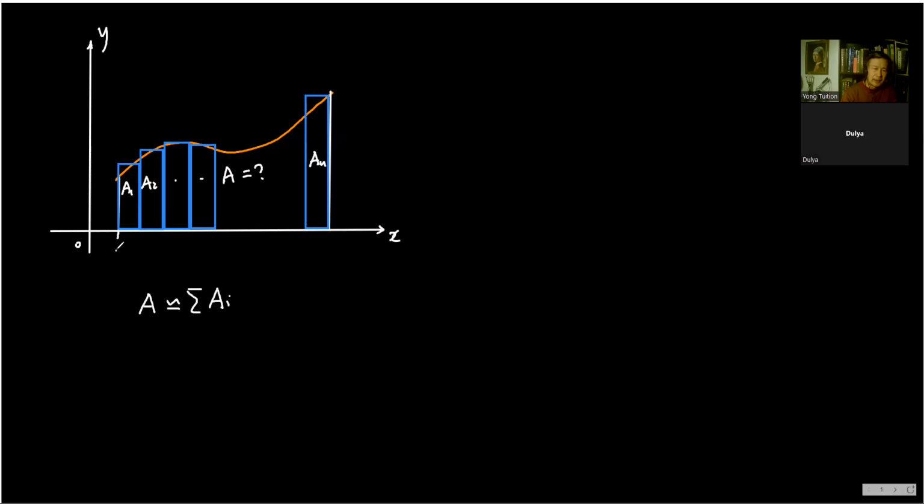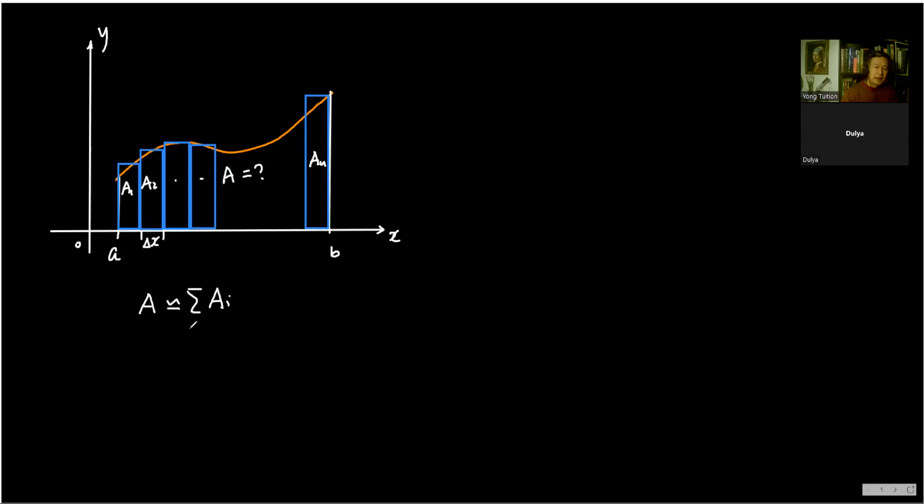For example, if this side is a, this side is b, and you divide this into n parts, then this width, we can call it h, or delta x. This delta x is equal. So this is delta x.